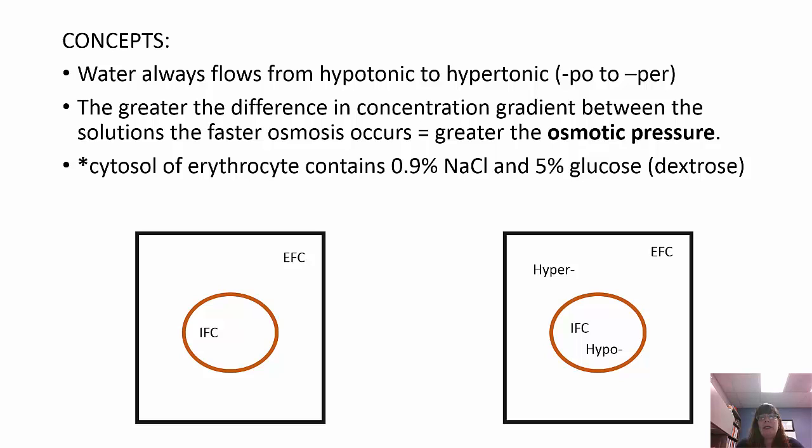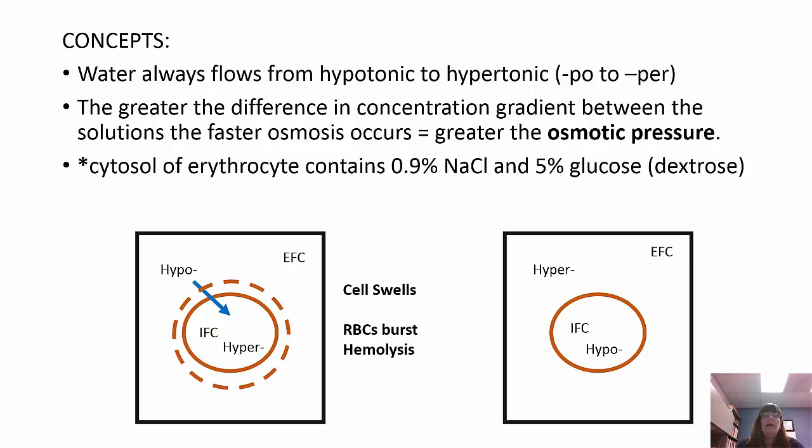So the cytosol of erythrocyte contains about 0.9% NaCl and 5% glucose. So if you have, in the pictures below, intracellular fluid versus extracellular fluid, if you have a hypotonic environment outside the cell and a hypertonic inside the cell, water is going to go inside the cell and the cell is going to swell and the cell will burst. On the other hand, if you have a hypotonic environment inside the cell and hypertonic outside the cell, water will leave the cell and the cell will shrink or crenate.